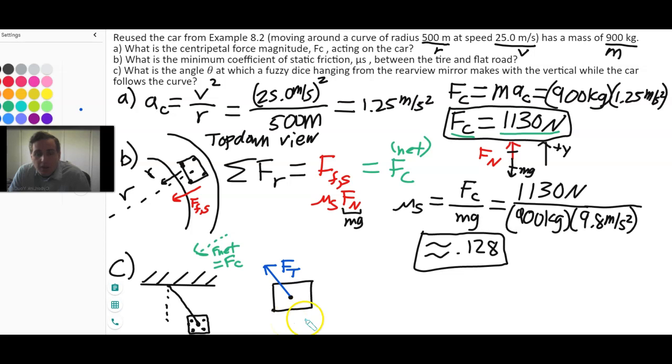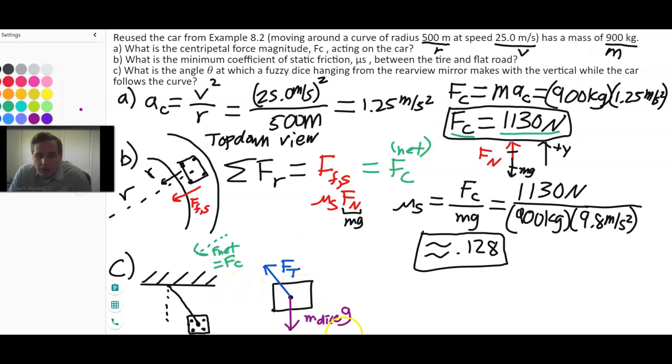Okay, now the weight, let's see. We don't actually know what the mass of the fuzzy dice is, but let's see if we can sort of get rid of it. So there's the weight. So this is m dice times g. Notice it's not the same m as before. It's not the mass of the car.